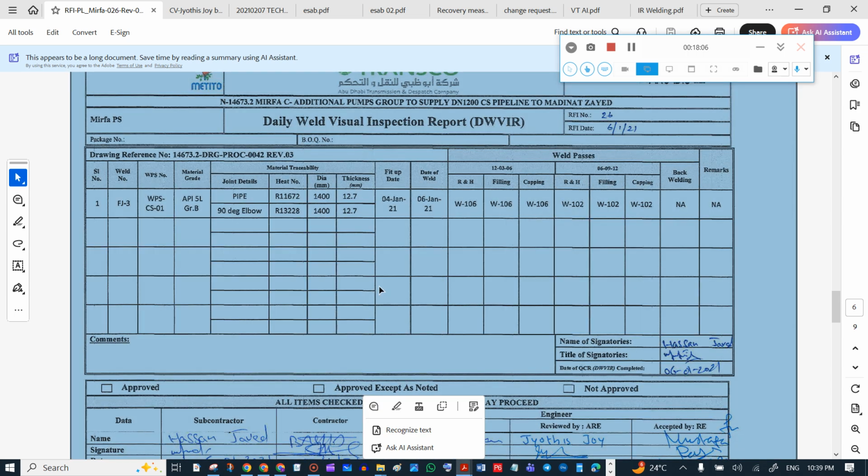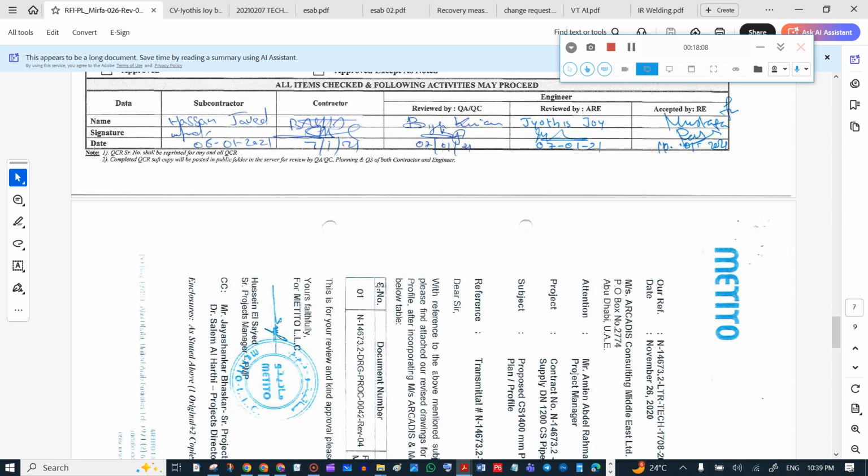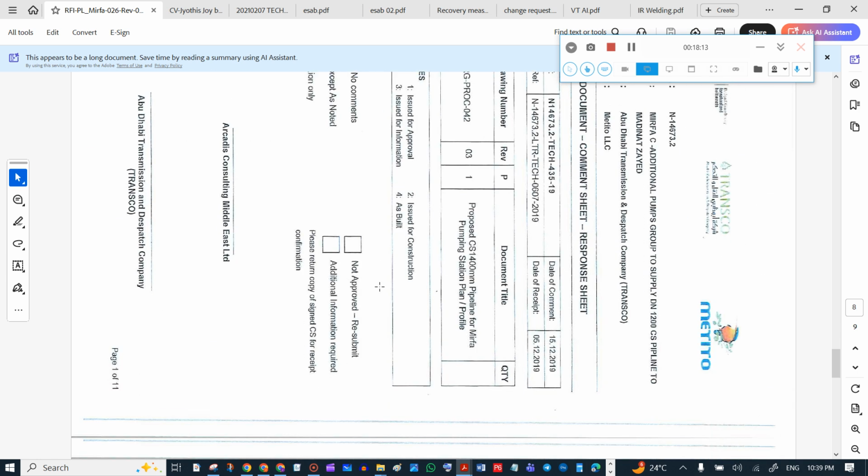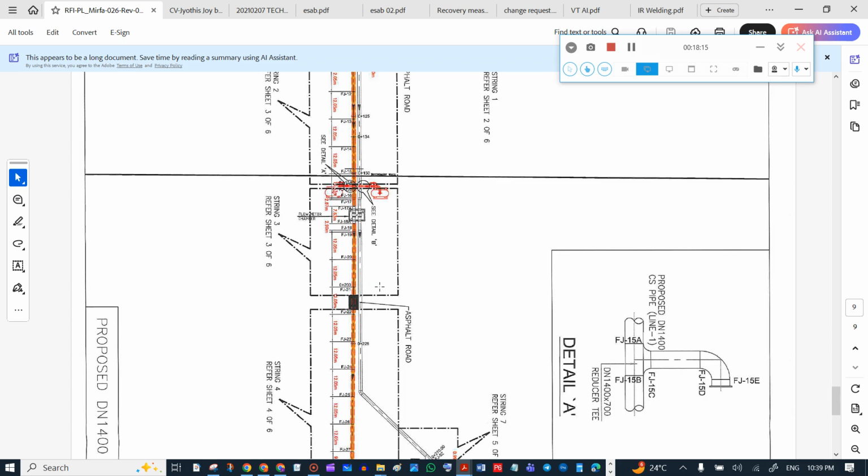So this is the drawing. This is the weld plan.